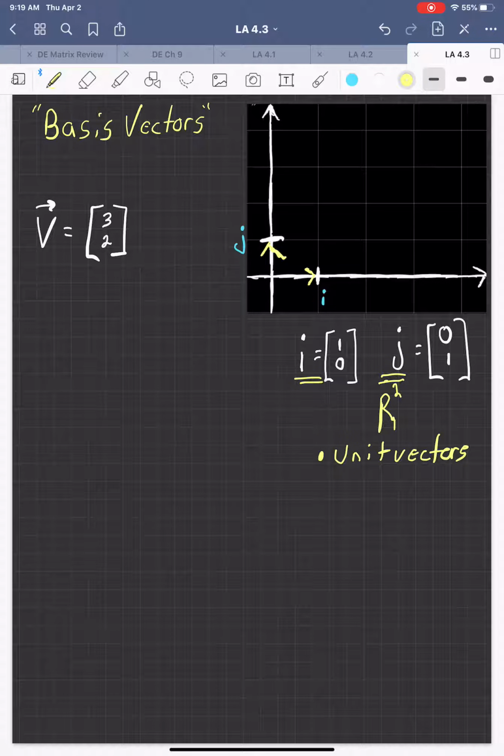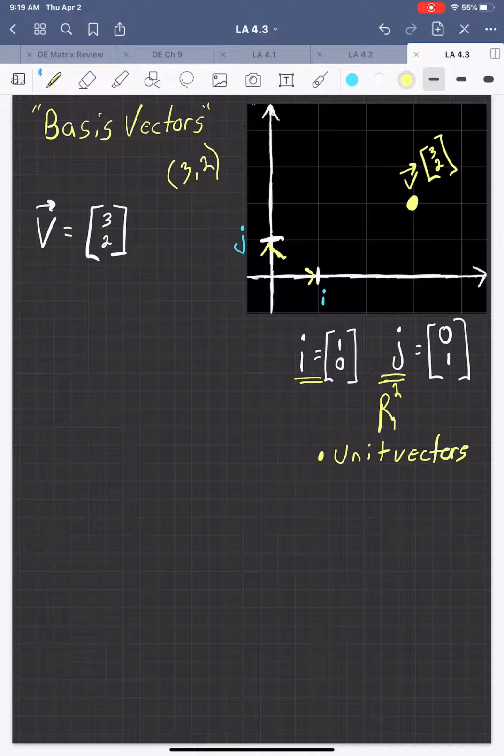I know that you've been plotting points in your XY coordinate system ever since probably elementary school, right? So if I gave you the point 3, 2, you would go over 3, up 2. Here would be your point 3, 2. Of course, since this is linear algebra, we are referring to this as vector 3, 2, but same idea.